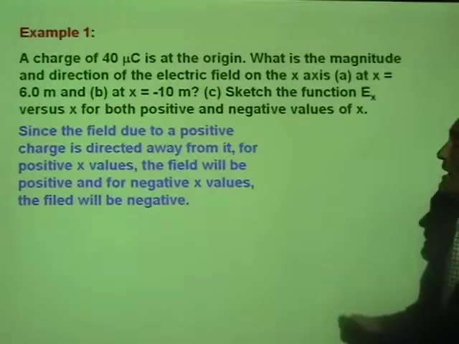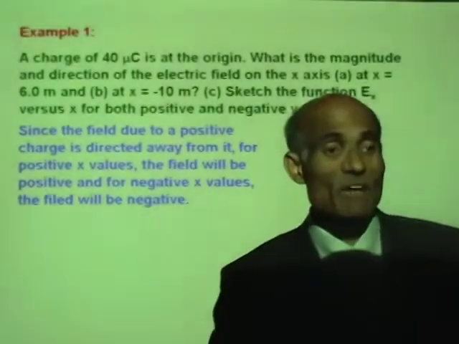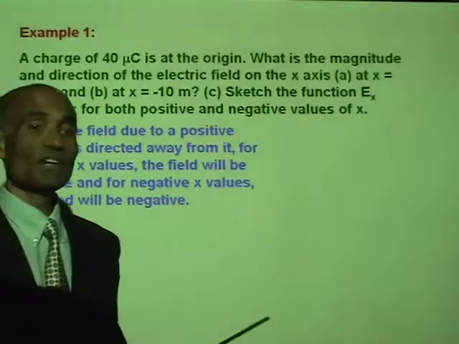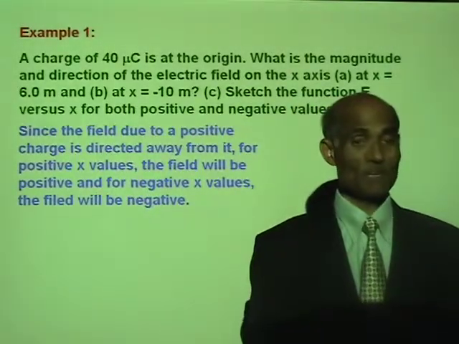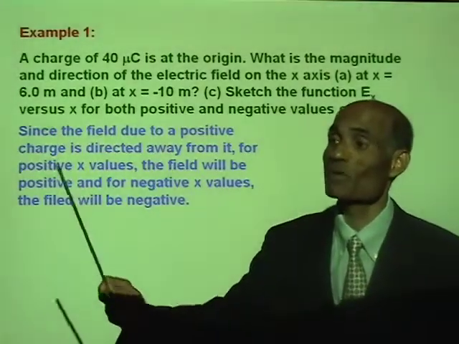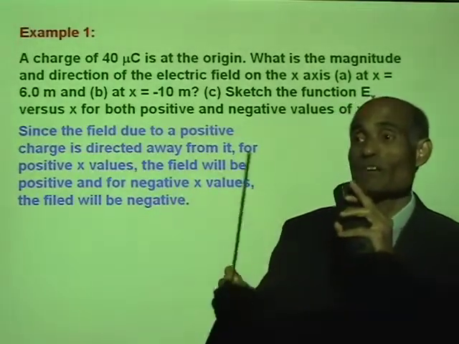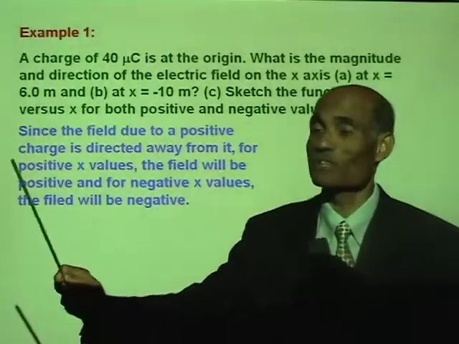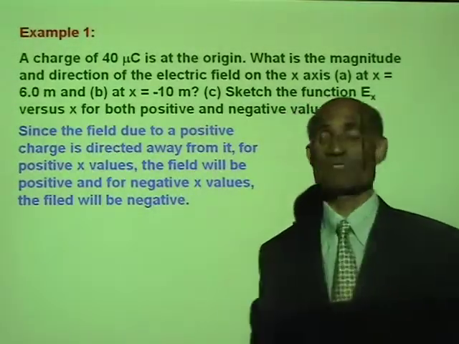Let's pick our data. What do we have? Since the field due to a positive charge is directed away from it, for positive x values, the field will be positive, and for negative x values, the field will be negative. Is that right? Because the charge is at the origin, the field is directed away from it. It means for positive x values, the field will be along the positive x-axis, and for negative x values, the field will be along the negative x-axis.